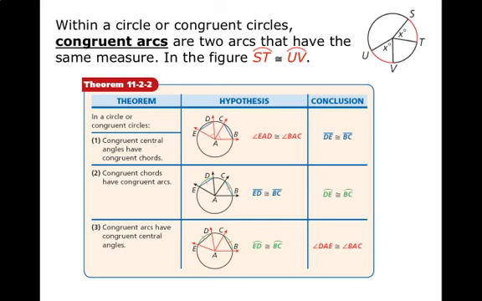If we have a circle or congruent circles, if we know that we have congruent central angles, we know we have congruent chords. If we have congruent chords, we know we have congruent arcs. And if we have congruent arcs, we know that we have congruent central angles. So they all affect each other.